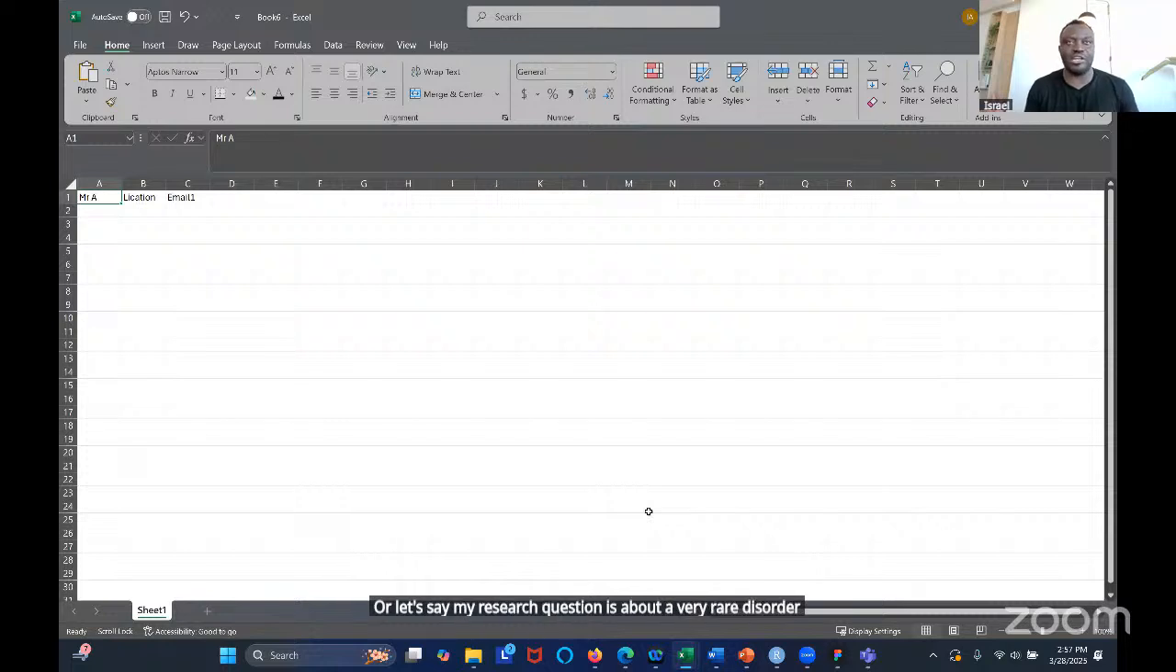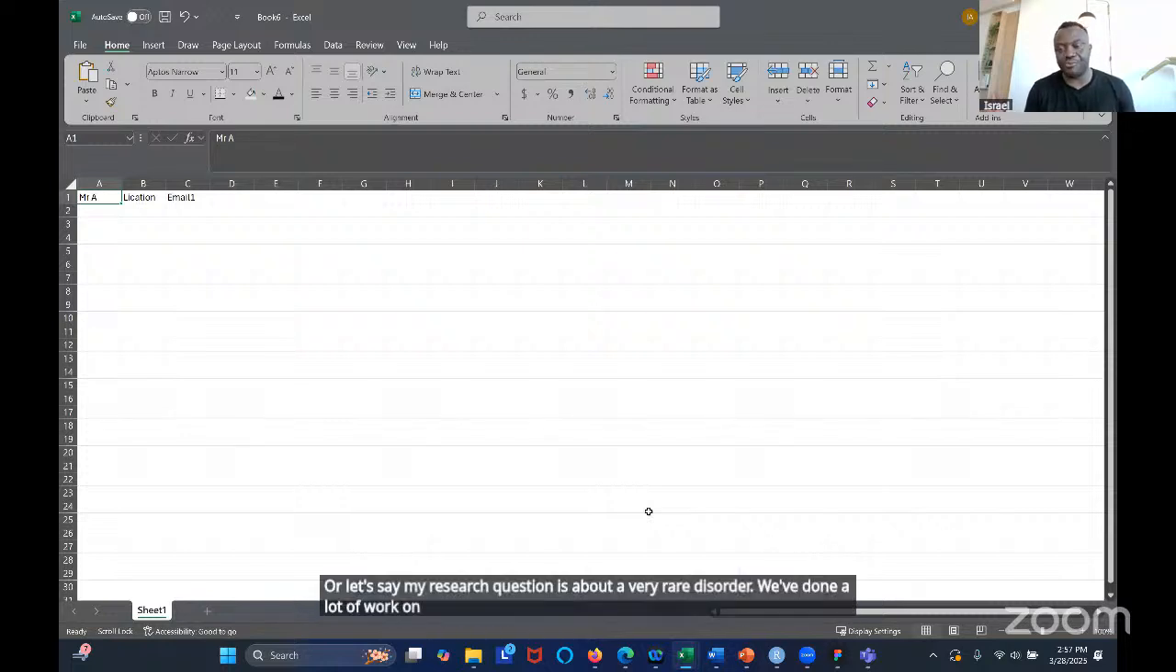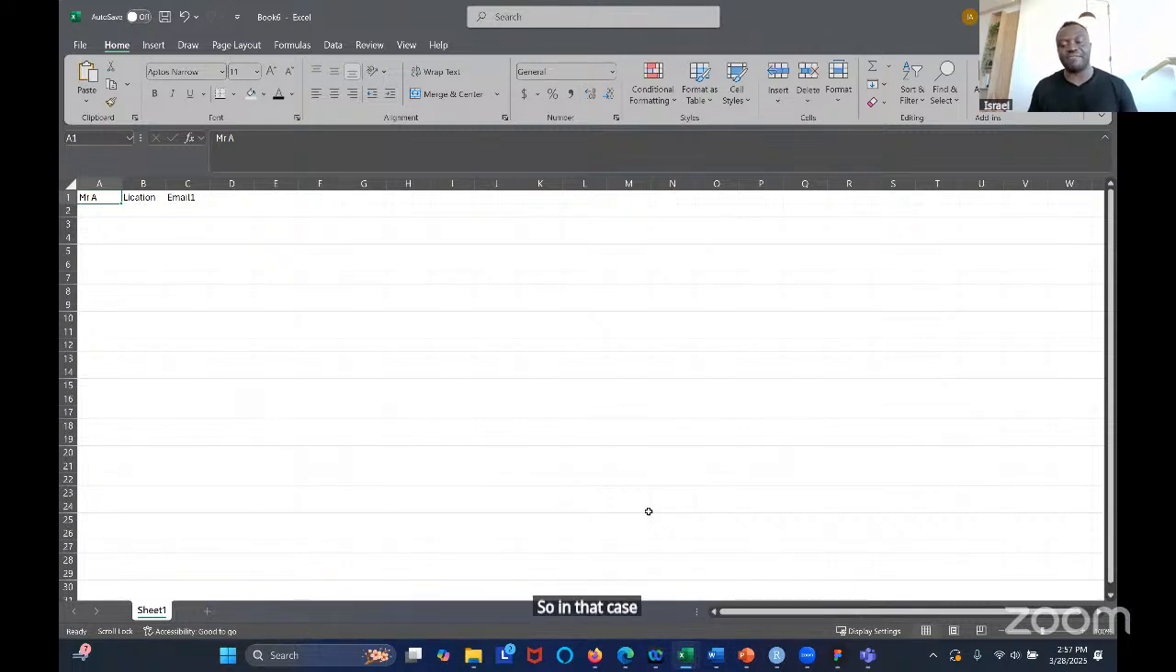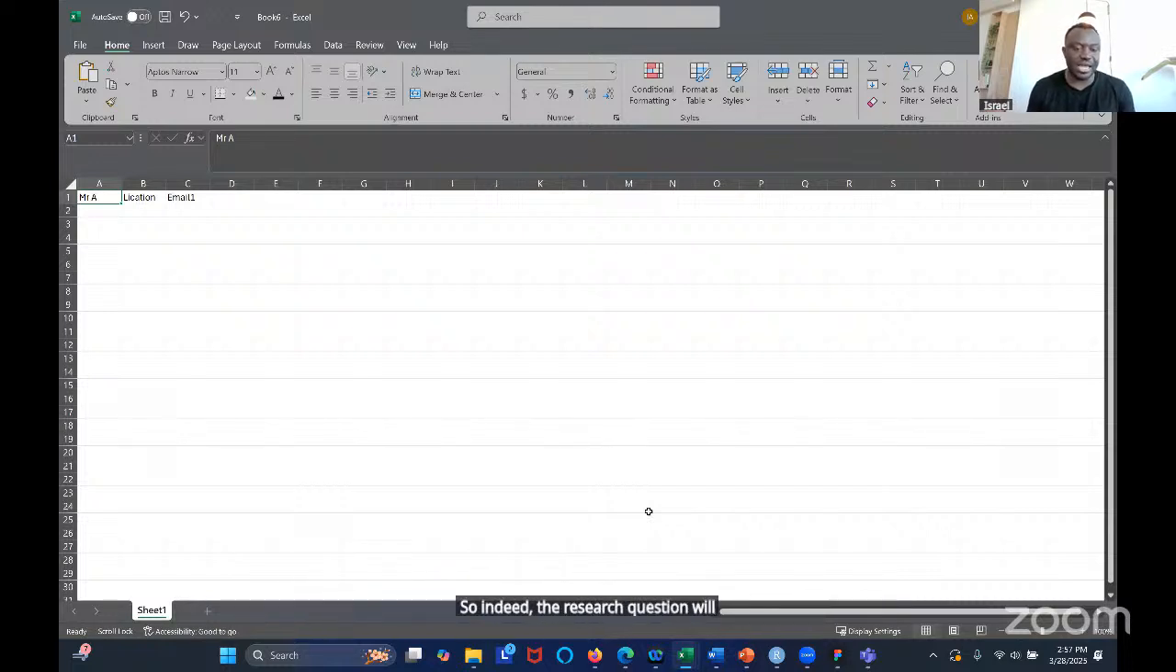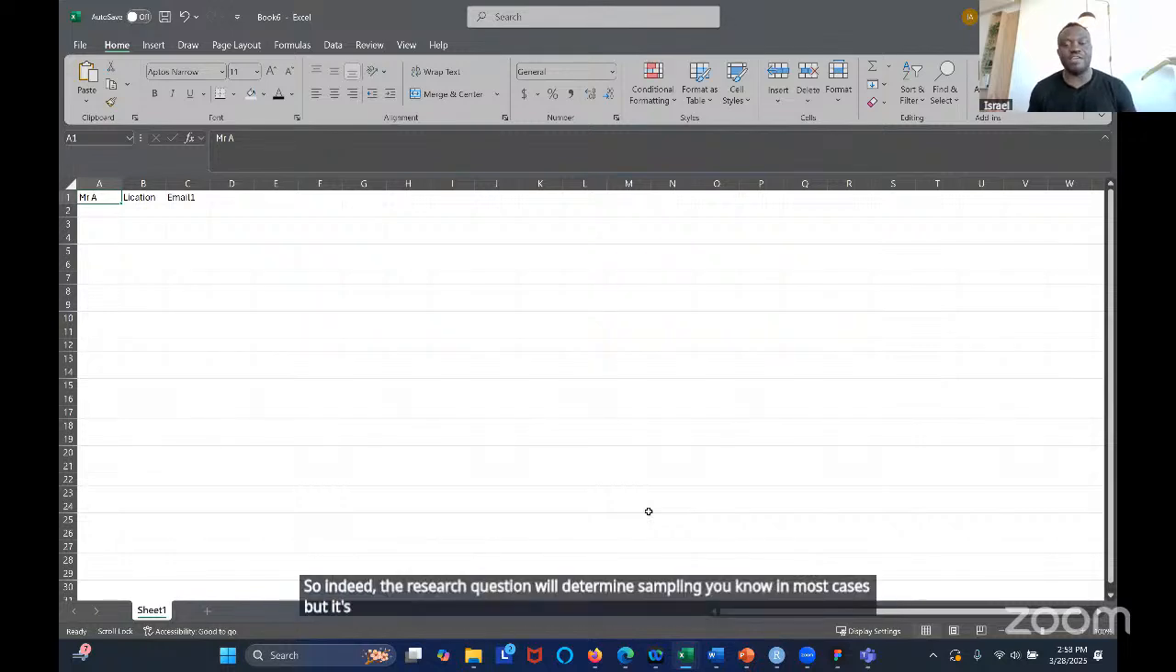We've done a lot of work on genetic conditions, which tend to be quite rare, finding patients, right? So in that case, the only sampling method available to us is snowball sampling, where we get referrals. One patient recommends the next and recommends the next. So indeed, the research question will determine the sampling in most cases, but it's still your choice. Even within the same research question, there are a million and one ways you can slice how you want to sample.